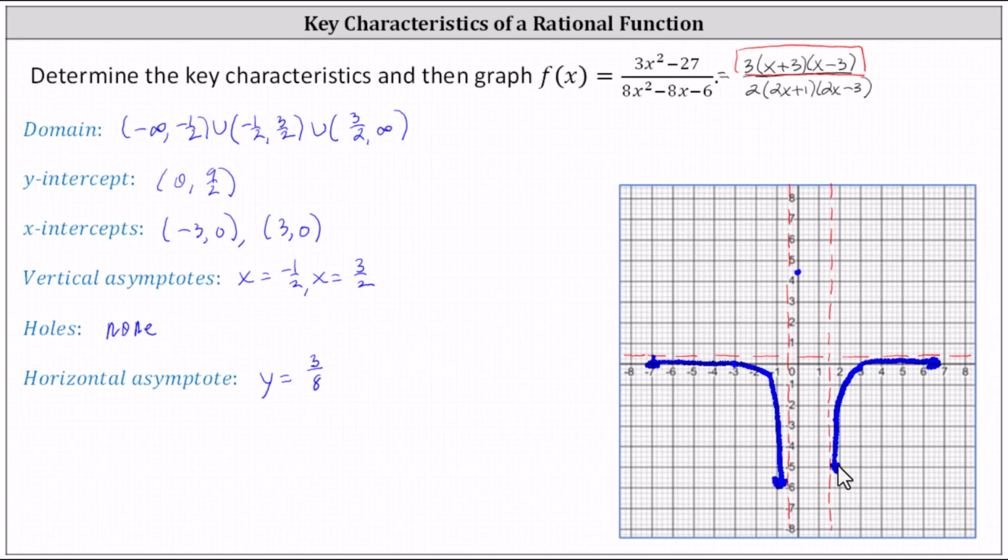The only real unknown is this middle piece. We don't know how far down it comes before it turns and approaches the vertical line, x equals 3/2. It does go down a little bit past the y-intercept and looks something like this. Again, we could find some function values between x equals 0 and x equals 1, but we'll go ahead and leave it like this. I hope you found this helpful.